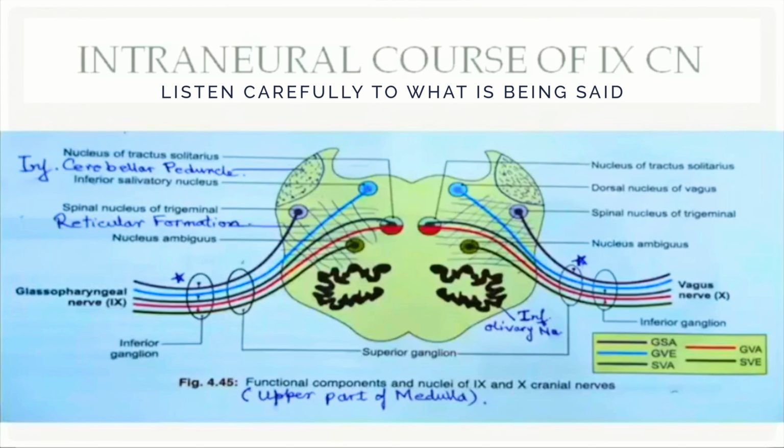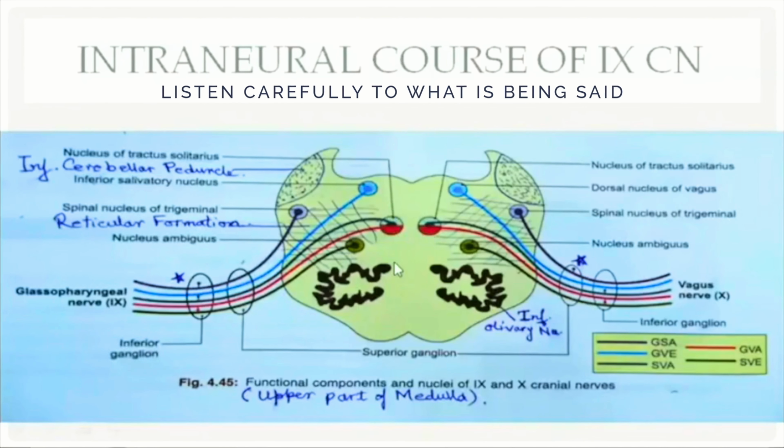Now we will talk about how this nerve originates within the brain stem. That means what we're discussing here is the intraneural course of the glossopharyngeal nerve. So here you can see that there are actually 5 nerve fibers arising from 5 different nuclei. The nucleus of visceral afferent is a combined nucleus. Special visceral and general visceral afferent is a combined nucleus.